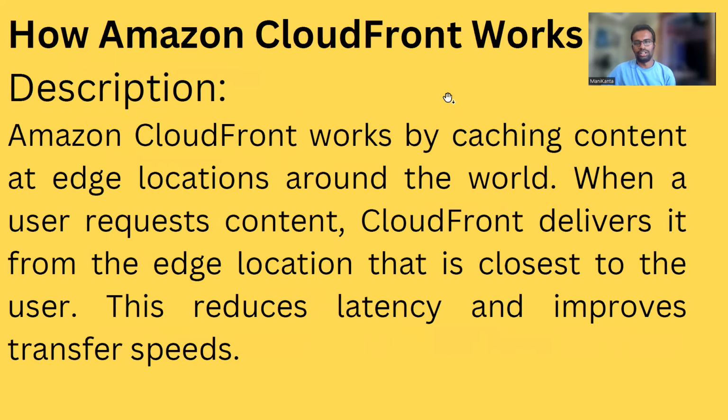How does AWS CloudFront work? Amazon CloudFront works by caching the content at edge locations around the world. When a user requests the content, CloudFront delivers it from the edge location closest to the user, which reduces the latency and improves the transfer speed.